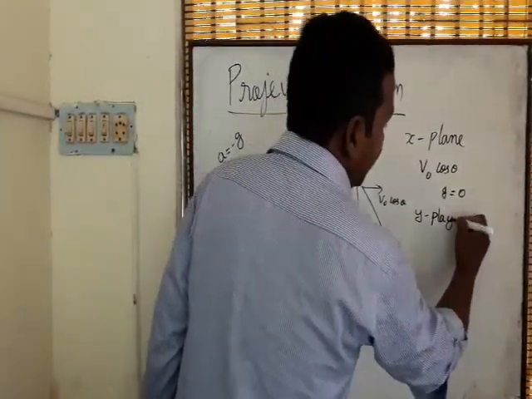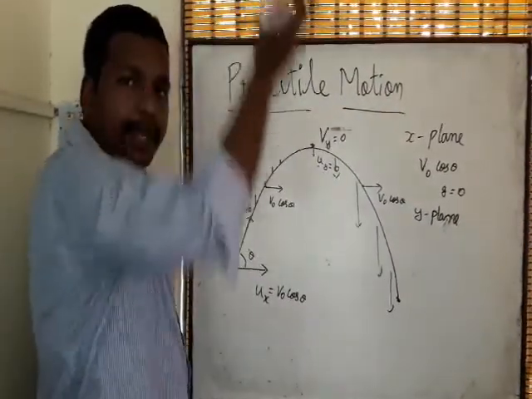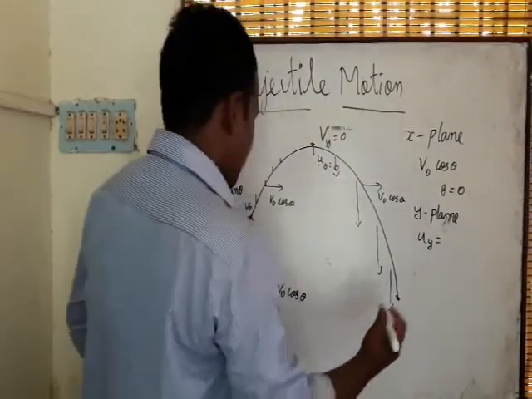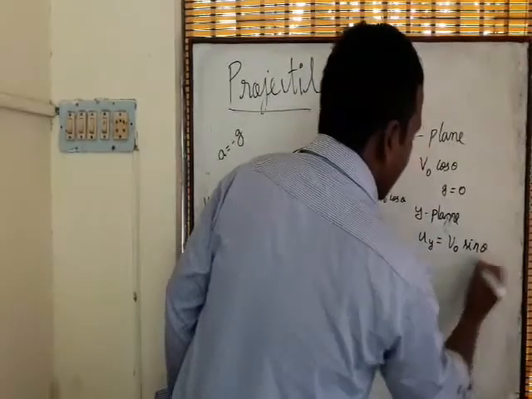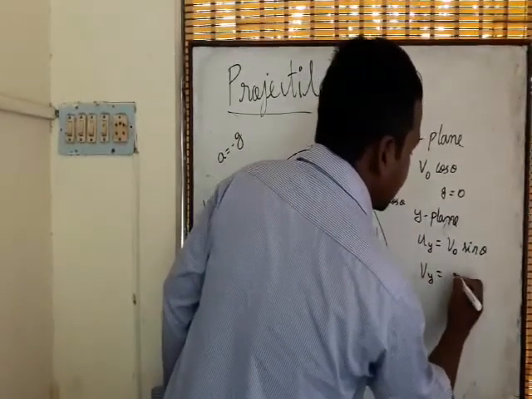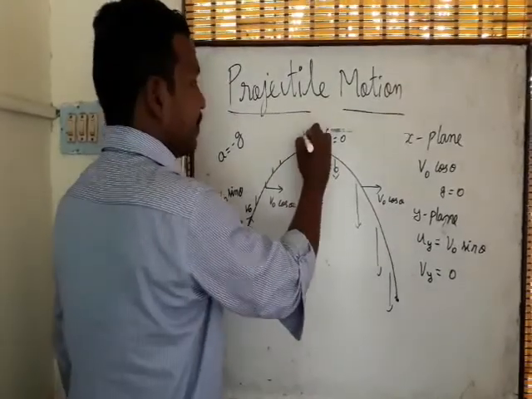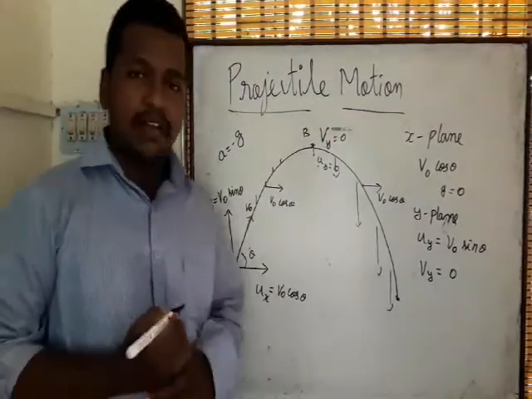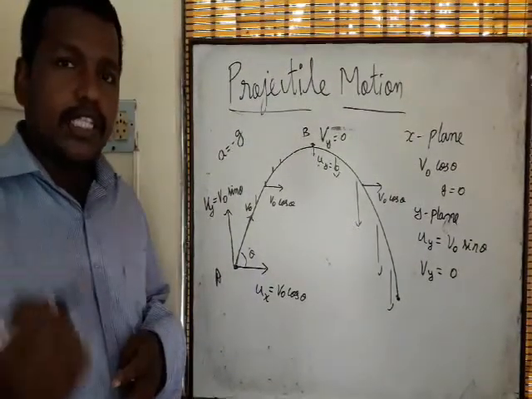On the y plane, it goes up and comes down. The initial velocity on the y-axis we consider as v0 sin theta, and the final velocity on the y-axis we can take as 0. It's from point A to B. So the initial velocity is this much, and the final velocity I have taken as this much. As I said, this is what we are going to discuss in this video.